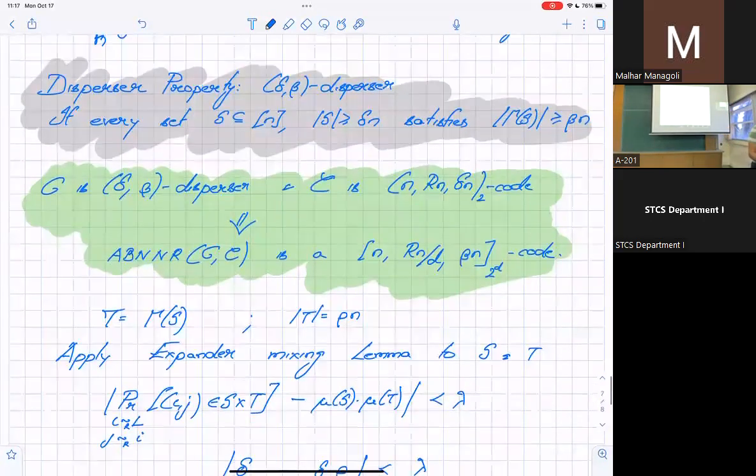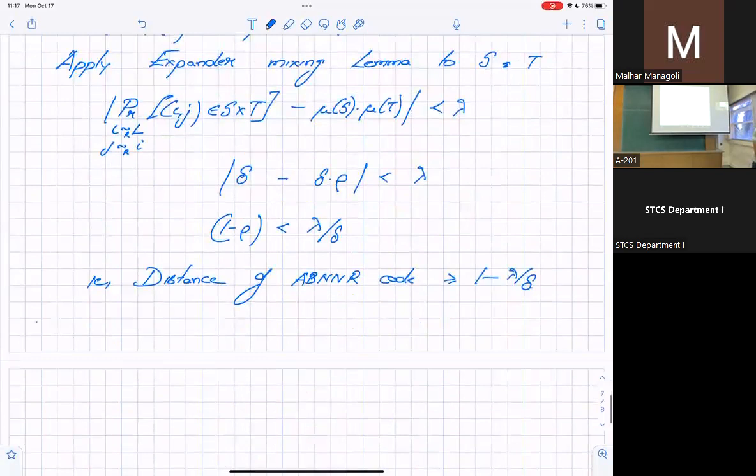So that's the theorem: if G is a lambda spectral expander.